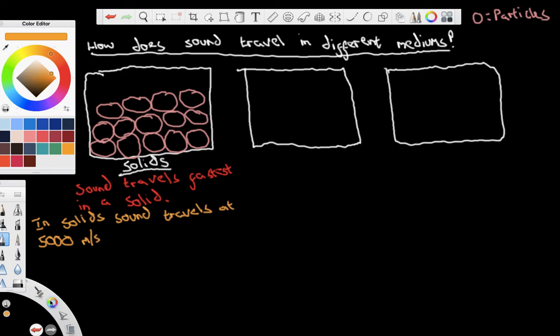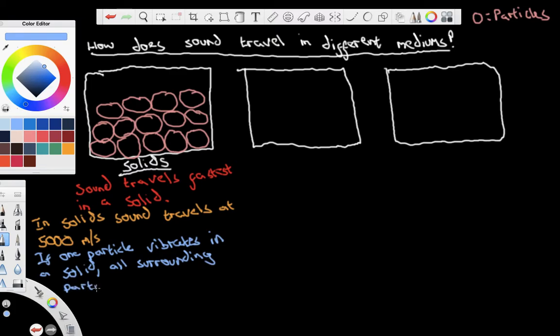So we can say, underneath, we can just write down, and I can use a different colour, let's try this blue because I haven't used it before, that if, oh that's nice, if one particle vibrates in a solid, all surrounding particles will be forced to vibrate.